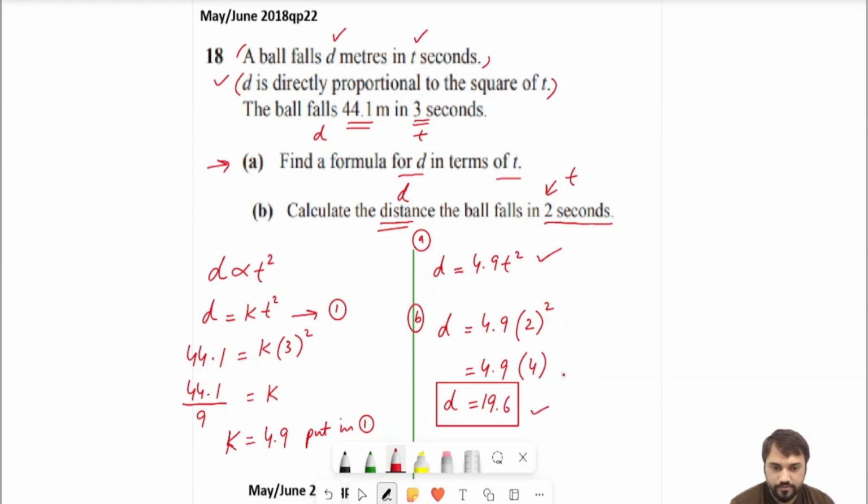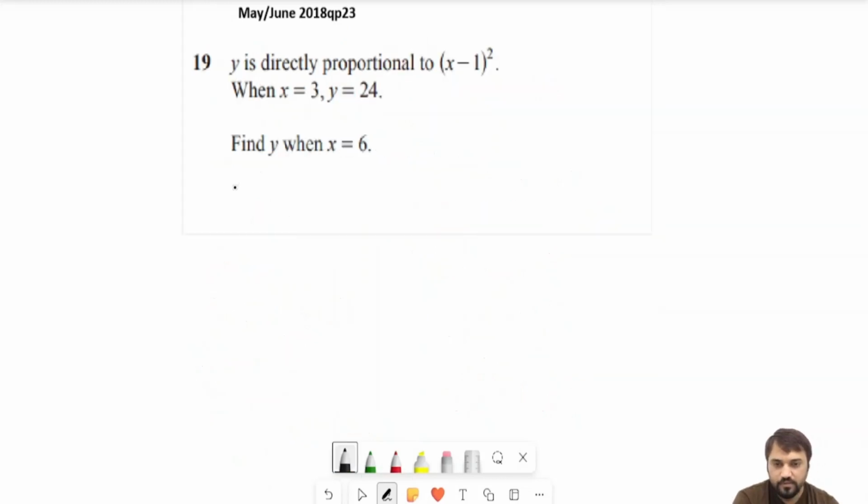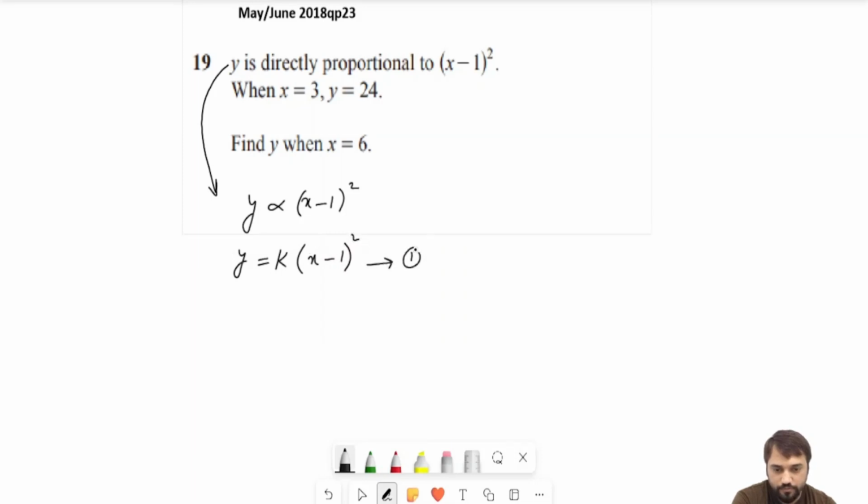Moving towards our next question. The question appeared in 2018. The question is, y is directly proportional to x minus 1 whole square. Convert this statement into mathematical form. Yes, of course, y proportional symbol x minus 1 whole square. Replace this symbol with a constant and x minus 1 whole square. This is our equation 1. Again, we need to calculate the value of k, and we are going to put the value of x and y in order to get the value of k.